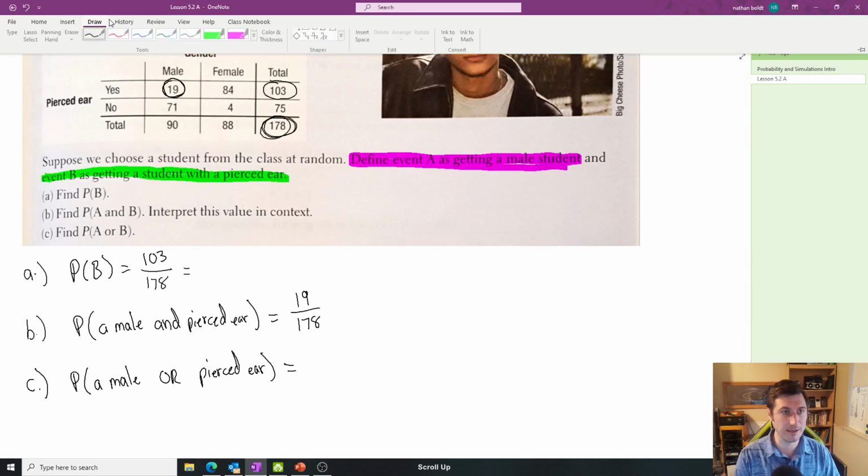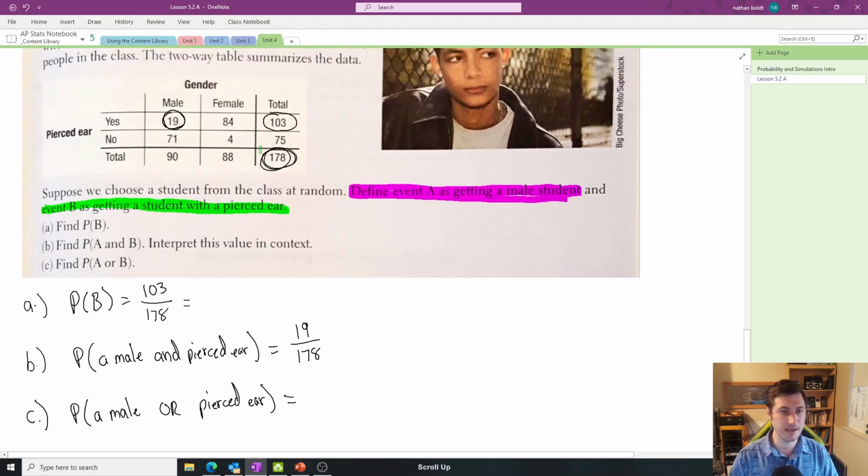All right, let me grab the highlighter here. Who fits that description? Male, so these people do. Pierced ear, well, that's this horizontal column right here. So these people in green all fit the description, a male or a pierced ear. It's an inclusive or, in that you can have one, you can have the other, or you can be both.